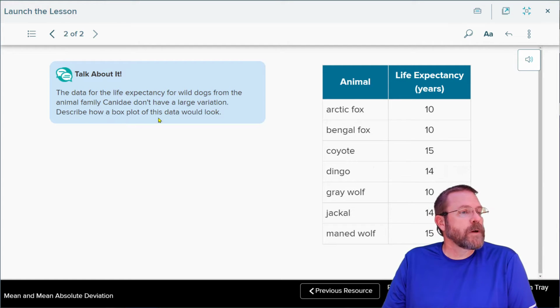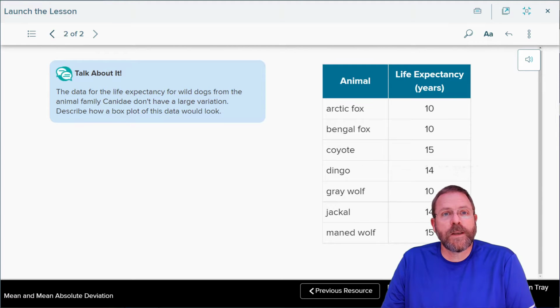Describe how the box plot of this data would look. And you can see here when they go through these different animals in this family, you've got a range of 10 to 15 years that they're looking at. What that other data form is they're talking about, that's part of what we're going to learn about in today's lesson.